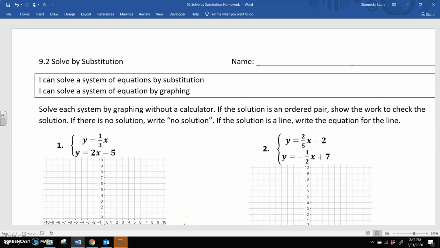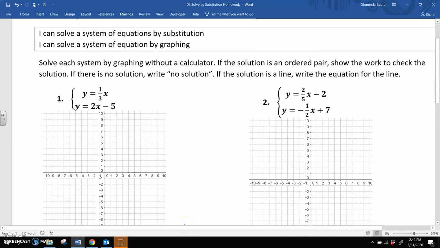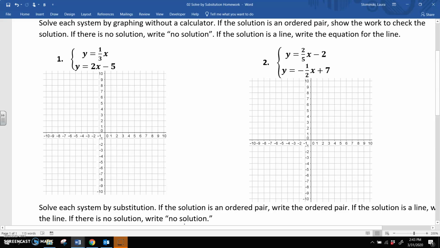Here I will be looking at the 9-2 homework, but number 2, which is actually a review of solving a system by graphing. So on this one, the first equation is in slope-intercept form. So I'm going to plot the y-intercept at -2. The slope is 2/5, which means I'm going to rise 2, run 5.